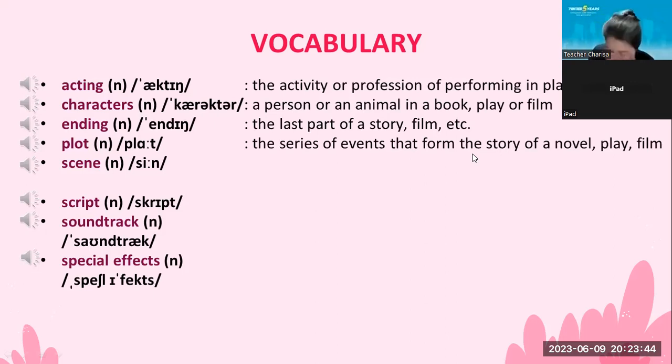Plot. That is the series of events that form the story of a novel. Yes, like a series of film events that form the story of a novel, play, and film. Okay, next, what is scene?